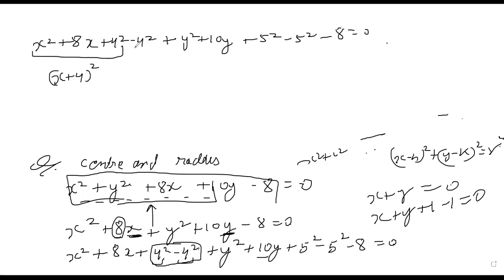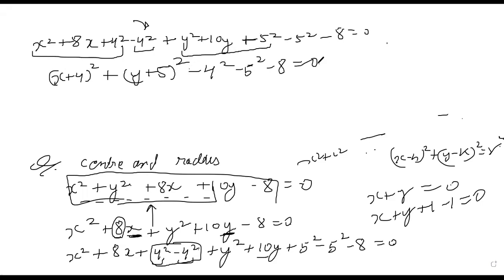Now what are we left with? Minus 4 square. So we keep this minus 4 square with these numbers. Now convert this form. Can we convert this to y plus 5 whole square? Yes. So y plus 5 whole square. Now what will we be left with? Minus 4 square minus 5 square and minus 8 equals 0.